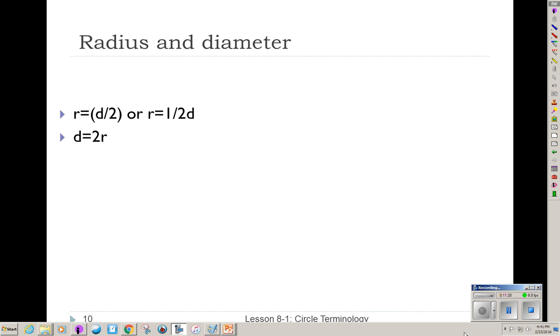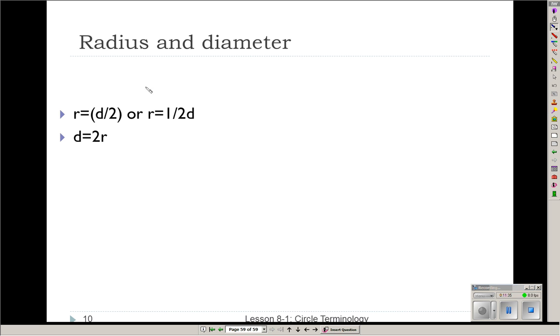And when you're comparing a radius and a diameter, the radius is equal to half the diameter. So you could write those, let me write those a little bit neater. R equals D over 2, or R equals 1/2 D. Either way, the radius is half the diameter. Another way to look at that is that the diameter is 2 times the radius. D equals 2R is another formula you can use between the diameter and the radius.